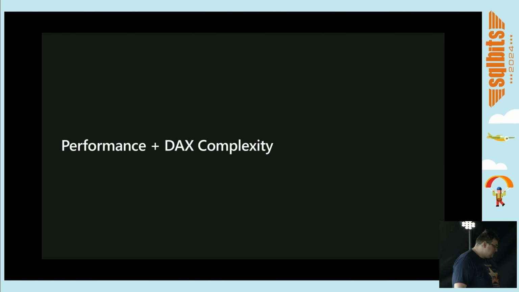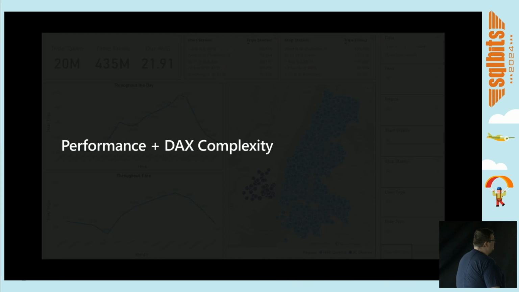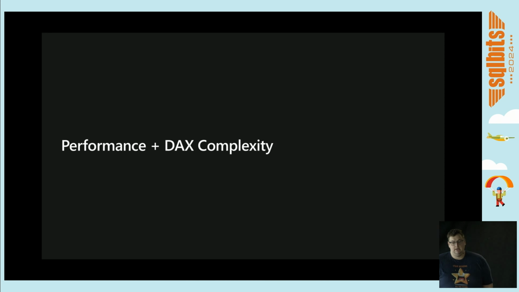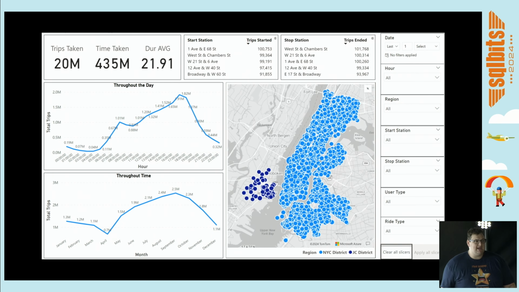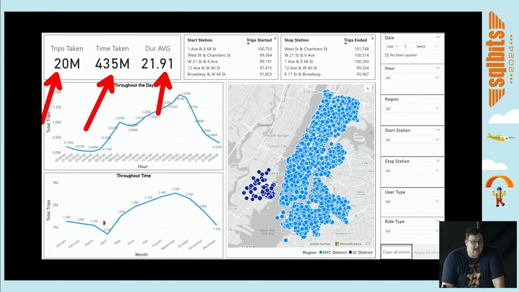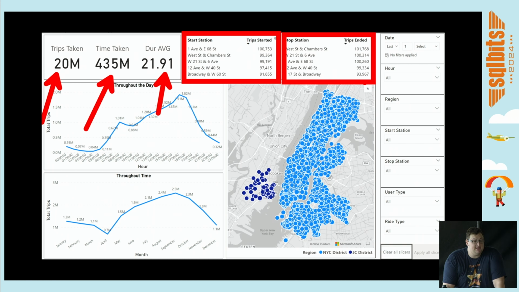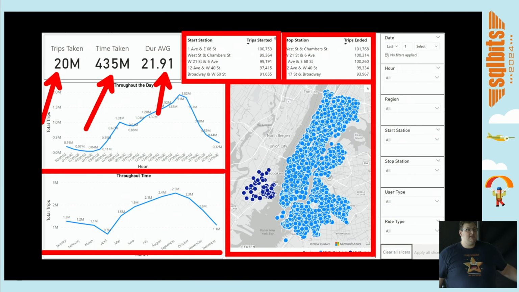Now, let's go into the performance and the DAX complexity part. How does this thing actually work? Well, I have a very simple report. I'm not a designer, please don't kill me. It has a few base things: a measure, count rows, the sum of the duration, the average of the duration, a breakdown of start stations with a count rows, a breakdown of end stations with a count rows, a breakdown of count rows over every hour, over all of the time, then a breakdown per month, and then a map. Please plot me all of the stations that I've had. So nothing too complex here.